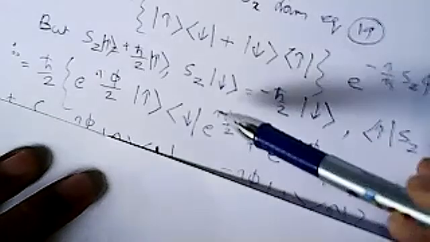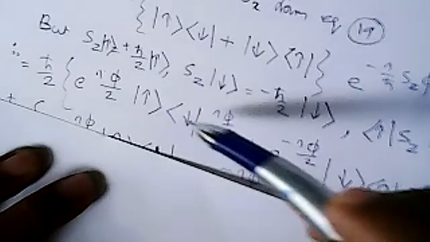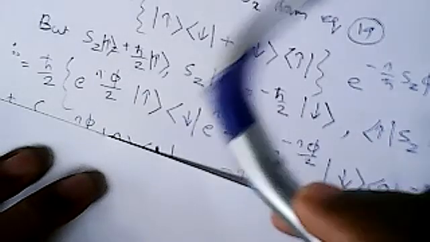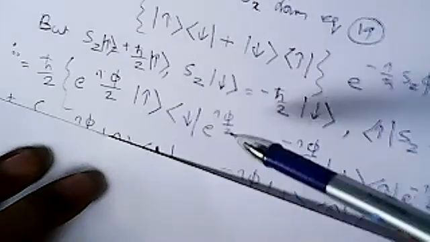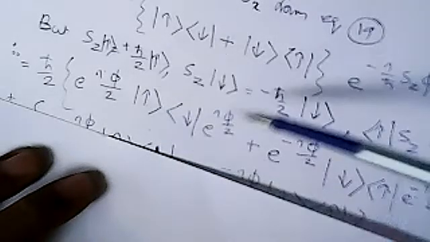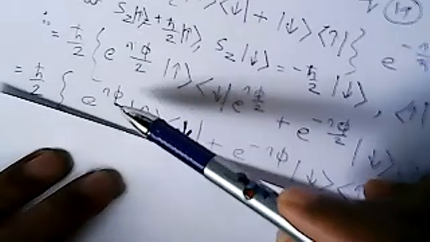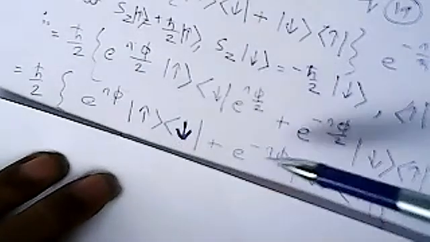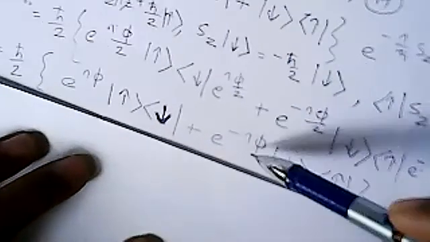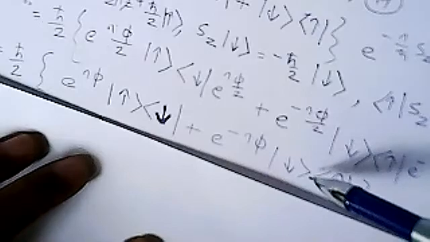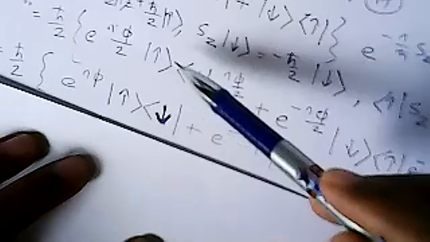Now you can simplify this. Now the operator is gone, and only constants are remaining. So these two you can combine and write as e to the power of i phi, and these two you can combine as e to the power of minus i phi. Okay. So spin up, spin down, spin down, spin up.